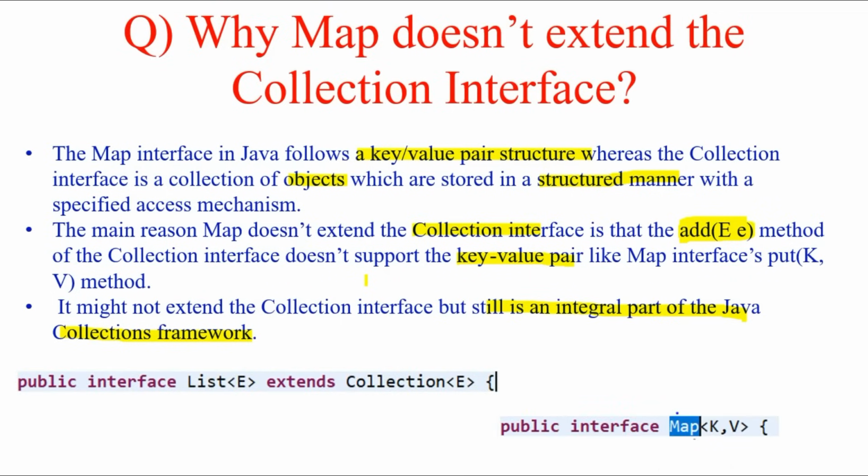Now I'll give you an example. This is the documentation of these two classes. Suppose I have one list for you. This is the implementation of the List interface. It actually extends the Collection interface, but this Map does not extend any of the Collection interfaces, but still it's a very integral part of the Collection Framework.